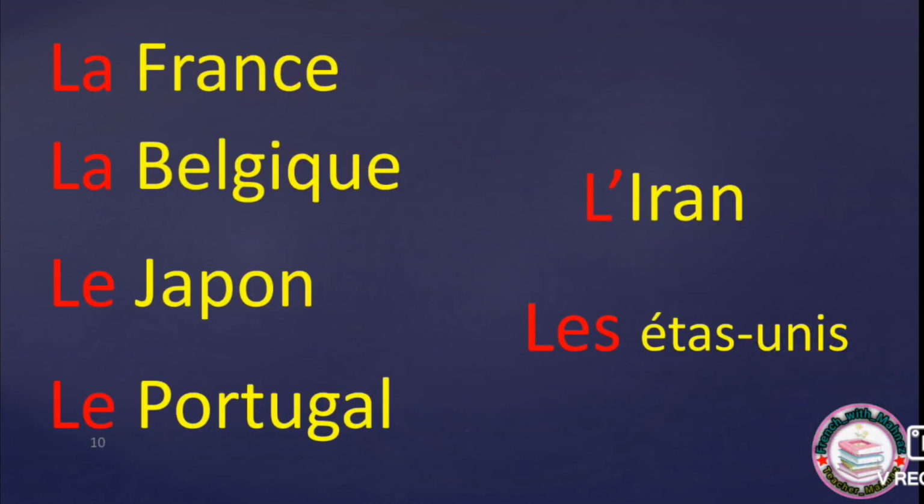And the last point, don't forget that countries have gender too. France is feminine, la France. Belgique is feminine, la Belgique. Japon, masculine, le Japon. Portugal, masculine, le Portugal. Iran, it starts with a vowel, L apostrophe, l'Iran. États-Unis, United States, is plural. So I say les États-Unis.